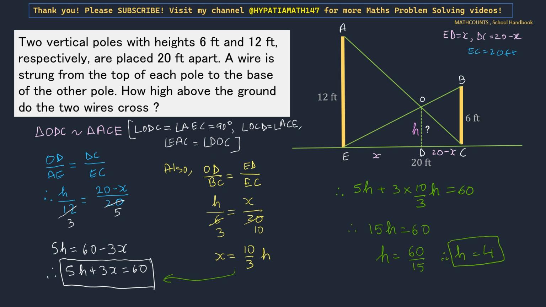So that's the answer. h is 4 feet. I didn't write the feet, I should have written it. So I'm going to write it. So that is 4 feet. So the answer is h equals 4 feet. And that's the answer.